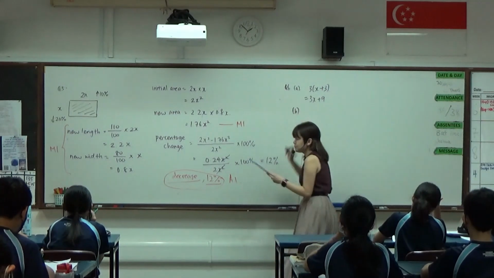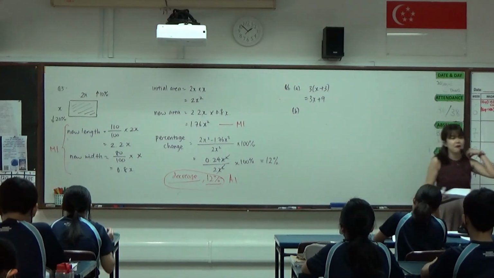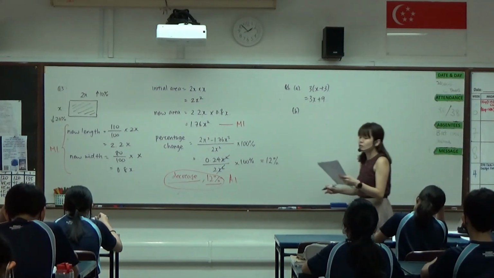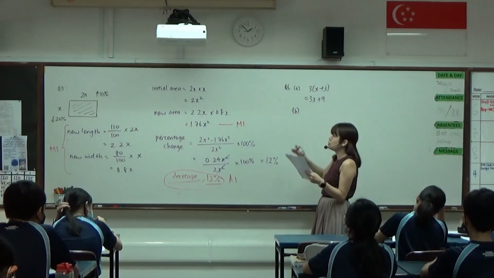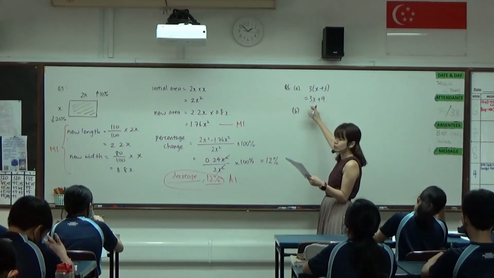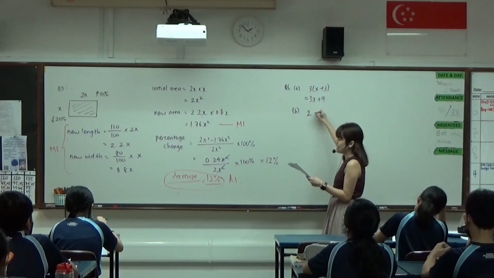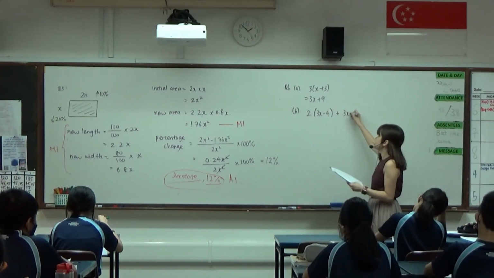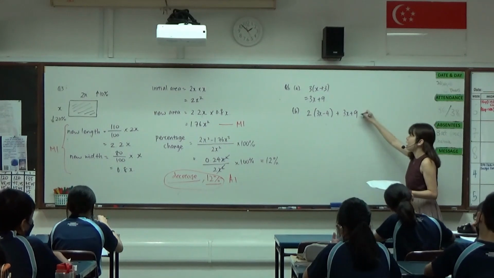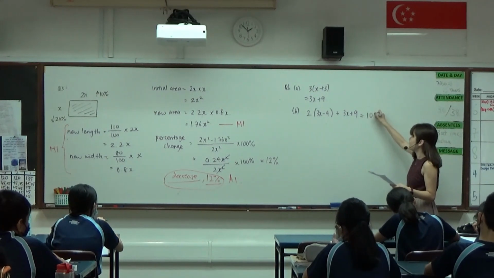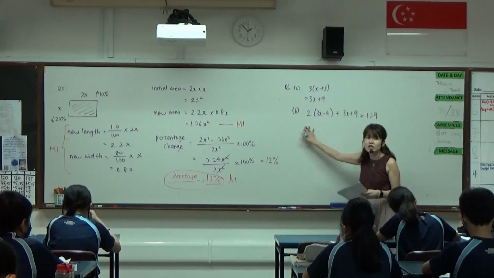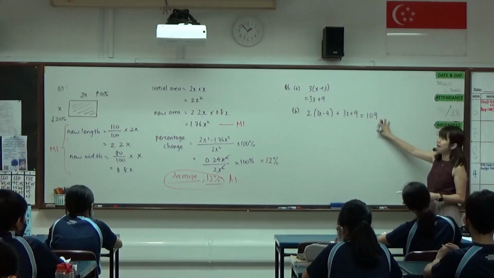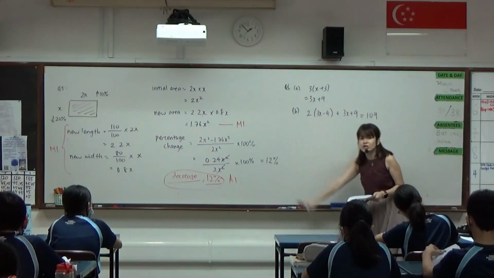Then for part B, the question specifically says form an equation, so you must form an equation. How do we form the equation? For the children's tickets we already know the price. We now need the adult tickets price, which is 2 times 3x minus 4. Then we plus the children's tickets price, and all this must add up to be 109. And this is what we call an equation. What you know about the prices has an equal value of 109, so we form an equation like that.